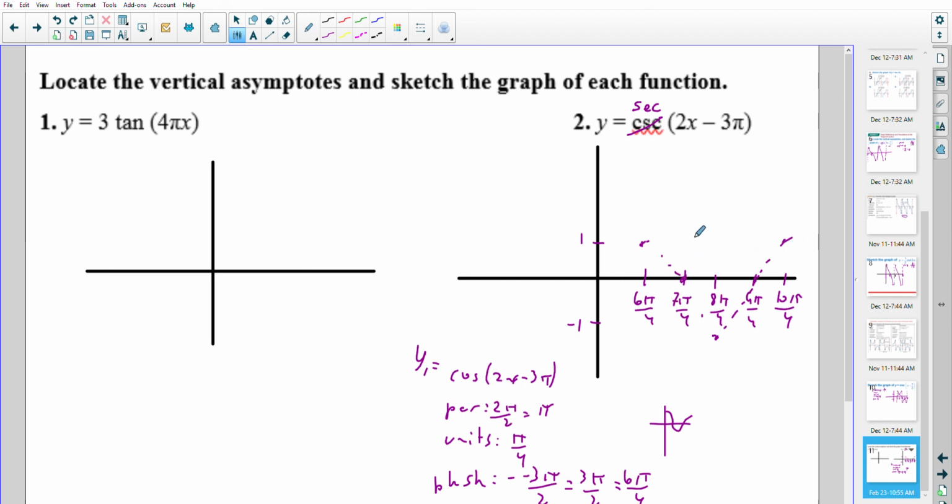And now I have to remember, where does this have its asymptotes for the secant? It's going to be where the cosine is 0. And therefore, that asymptote looks like this, as well as this. Asymptotes are not part of the graph. And now we're going to do the reciprocal graph to these. That to me is one complete cycle, and it's the reciprocal of the cosine graph.